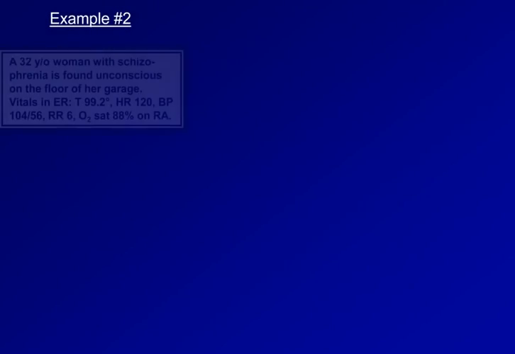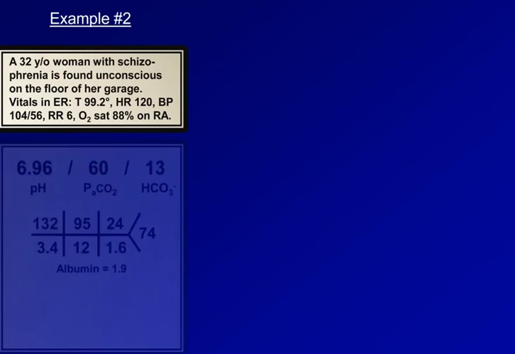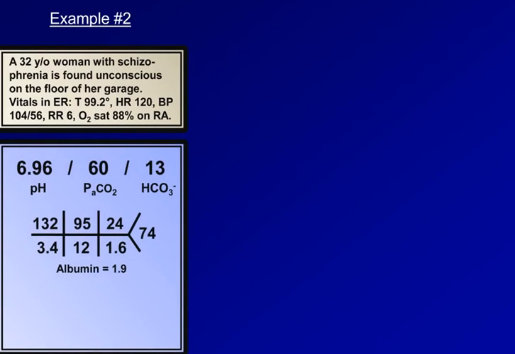Example 2. A 32-year-old woman with schizophrenia is found unconscious on the floor of her garage. Vitals in the ER are temperature 99.2, heart rate 120, blood pressure 104/56, respiratory rate 6, and oxygen saturation 88% on room air. Here is her ABG, chemistry panel, and albumin.